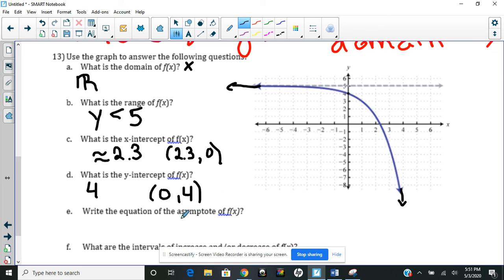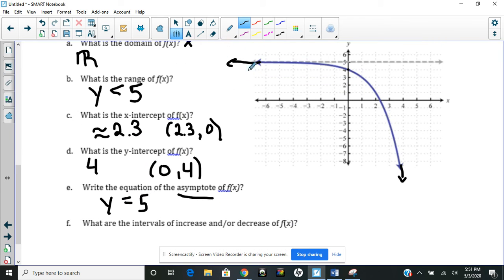The asymptote, like we said in the first problem, is where the graph straightens out. They drew in our dotted line for us here, but if we don't have that, we have to figure out where it straightens out on the graph. And say y equals 5. And I know I'm right because this and this match. The range has the same number as the asymptote.